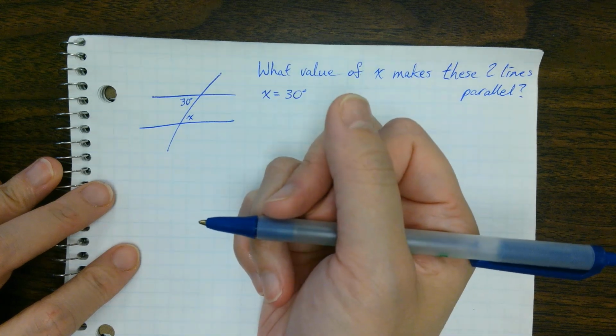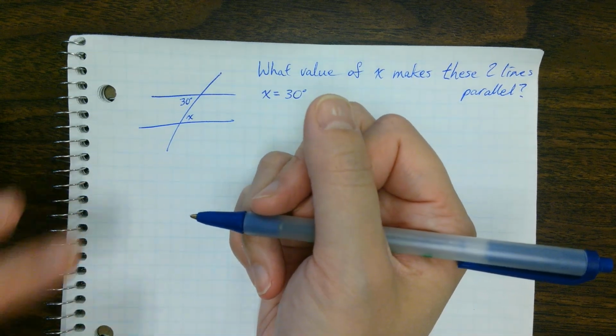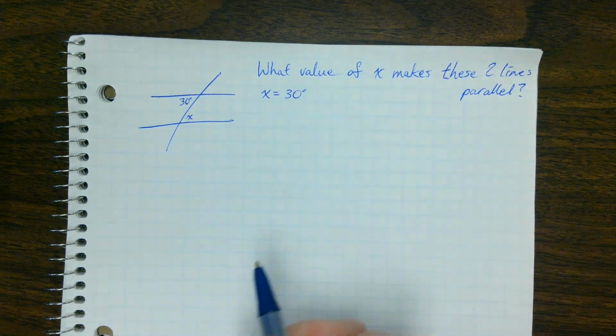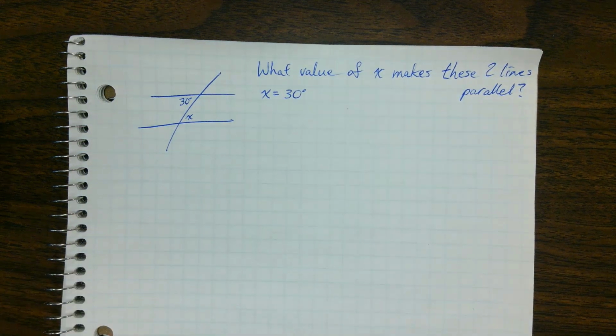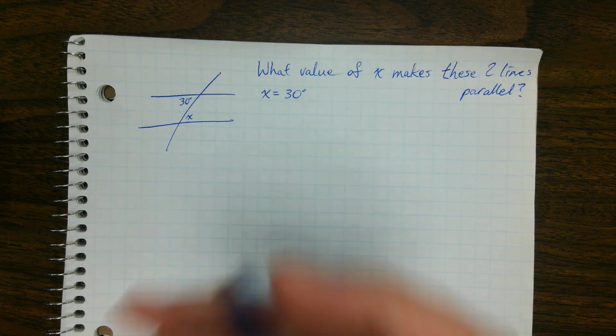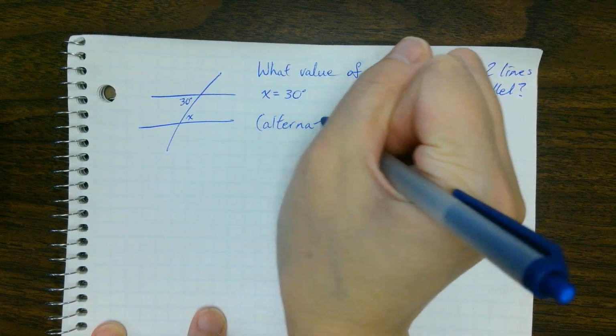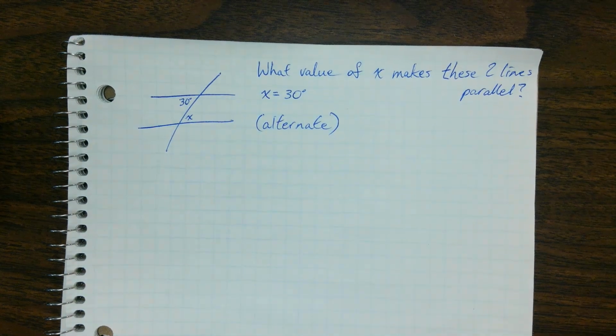So we solved a few. I solved this triangle. Oh yeah, what property? Alternate. Good.